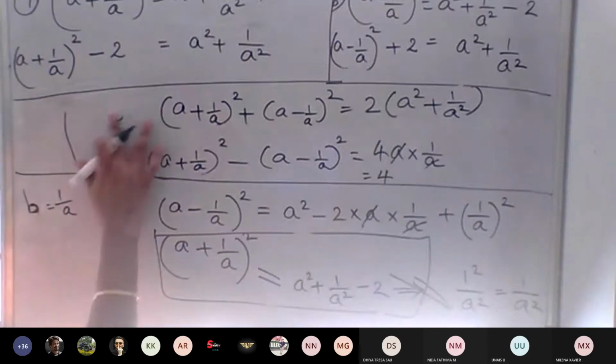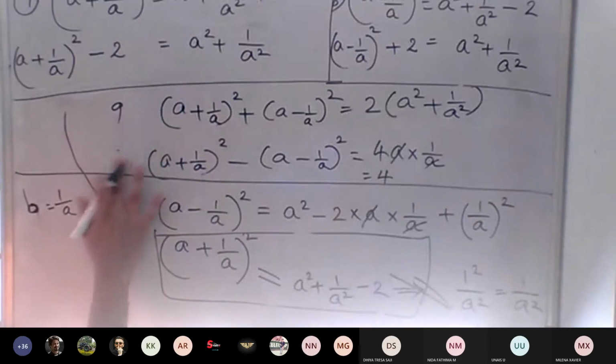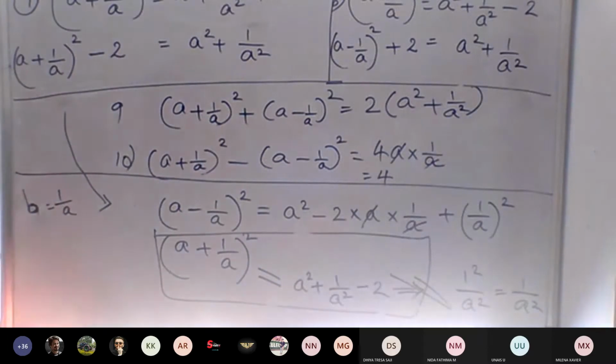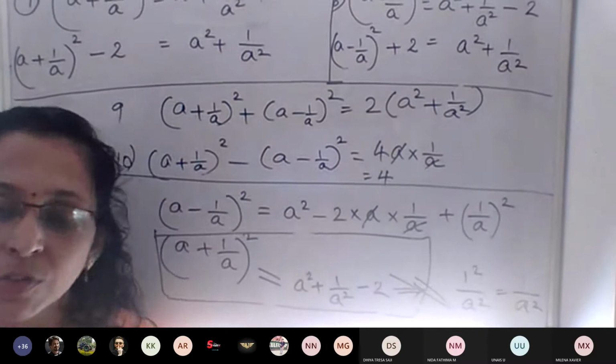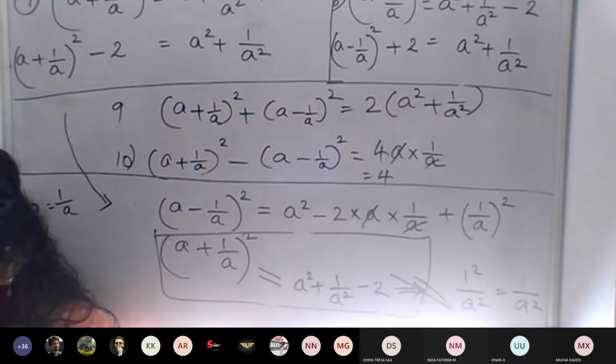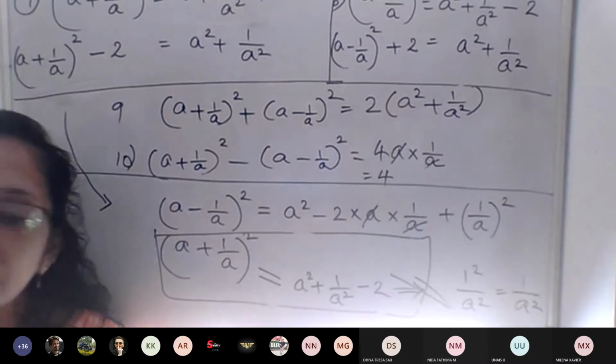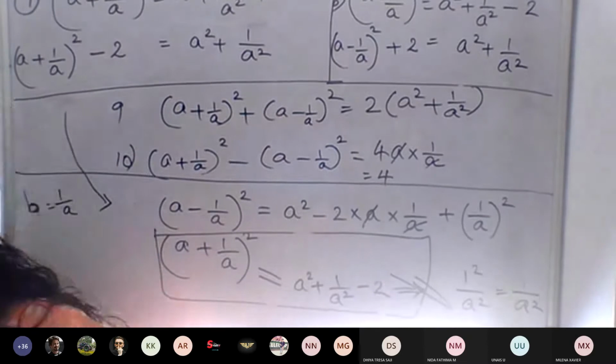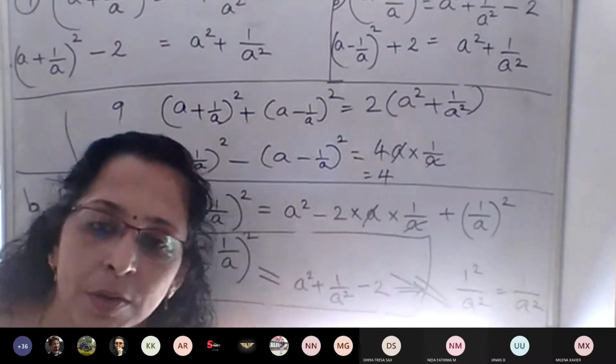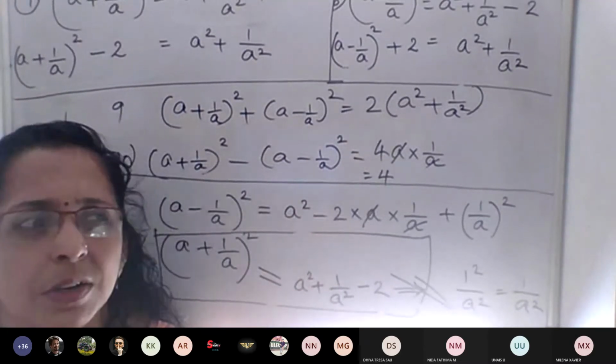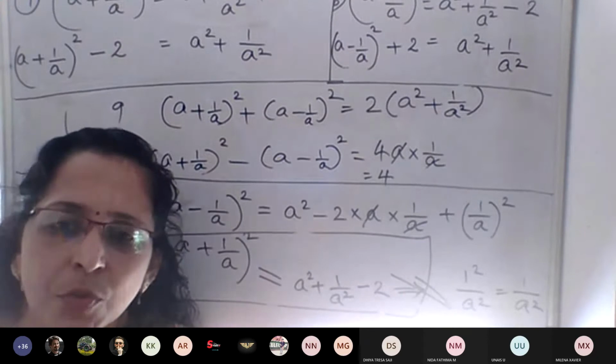This is the 10th one. 10 formulas you have to study. The first part you have to study. The remaining formula, a plus b whole cube, is there. So that's why I told you to leave some space. You need 1 or 2 pages. 2 pages is enough.